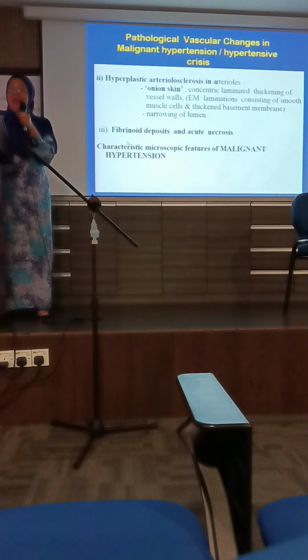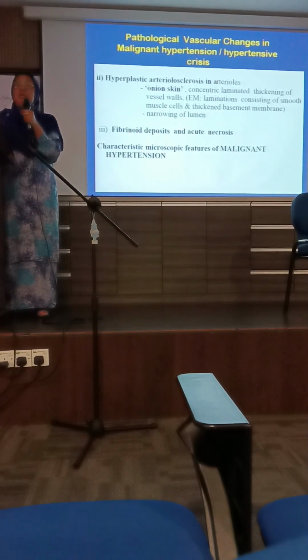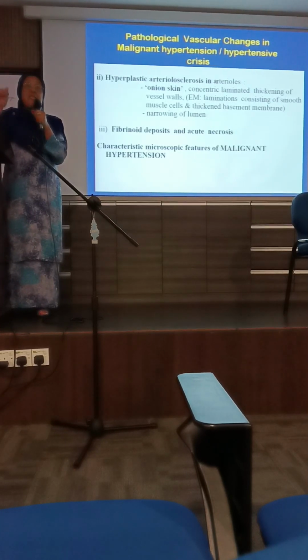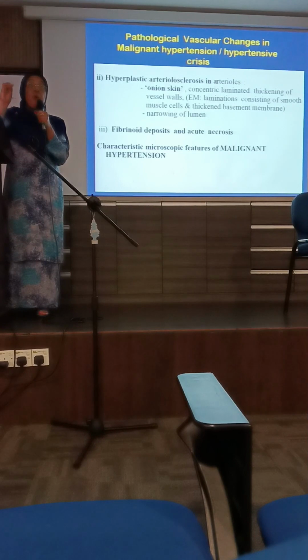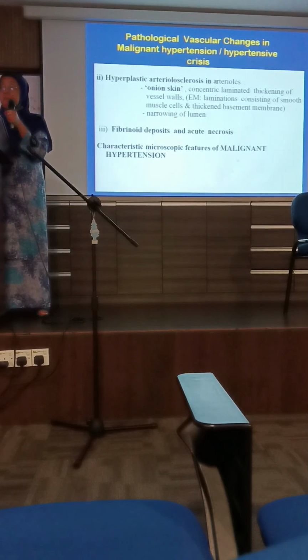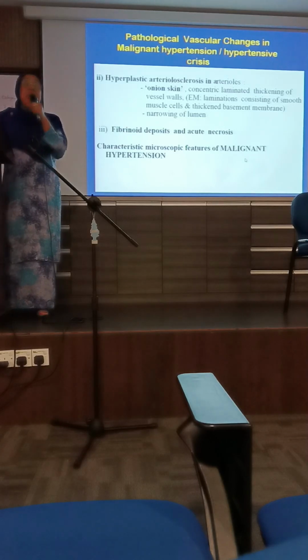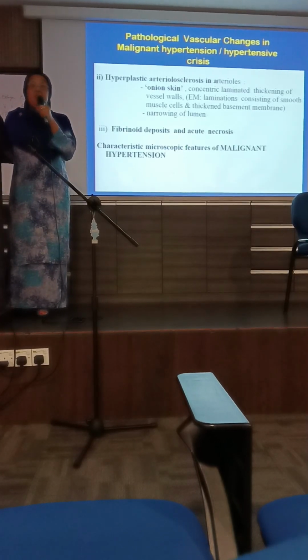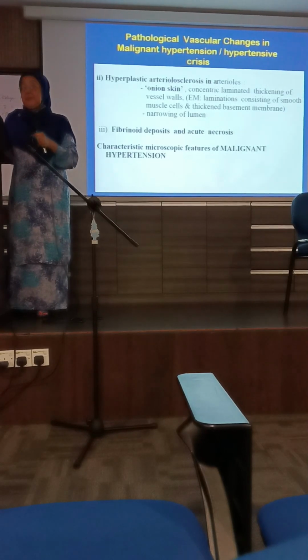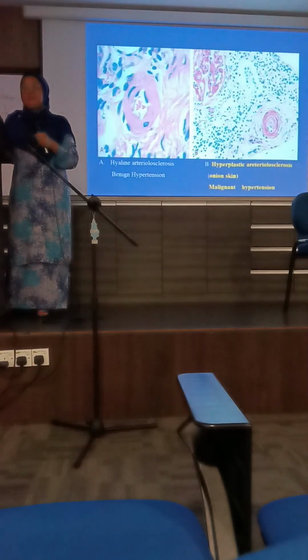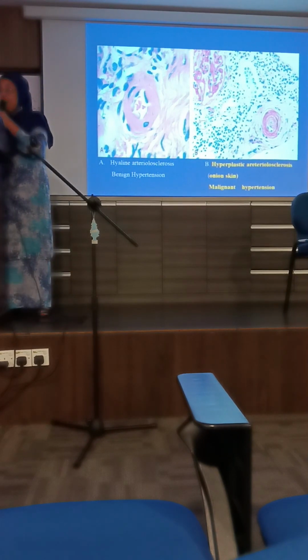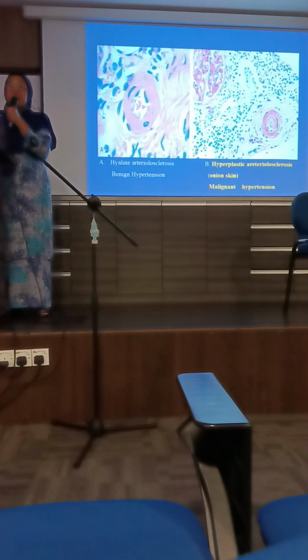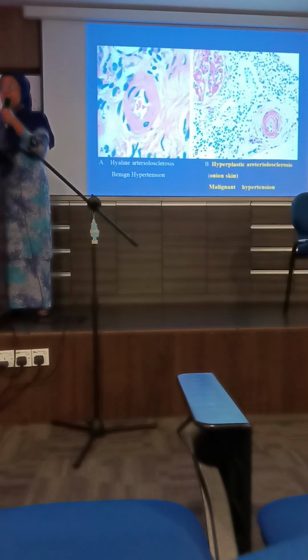And much later, again, this is related to malignant hypertension, there will be fibrinoid necrosis. There is damage to the wall, necrosis with fibrinoid material deposited. Okay, this is characteristic of malignant hypertension, severe hypertension. See, it looks different, right? This is just laminations of smooth muscle cells and thickened basement membrane, which we see under EM. Here, this is just hyaline deposition.